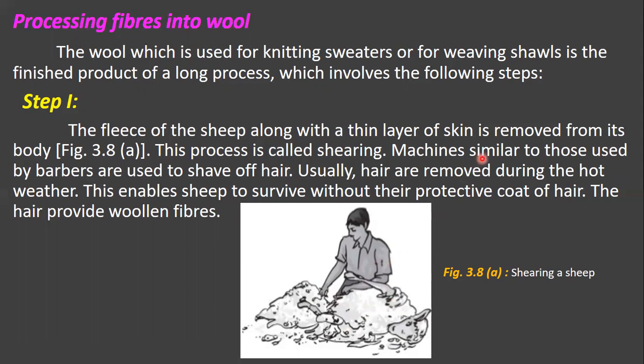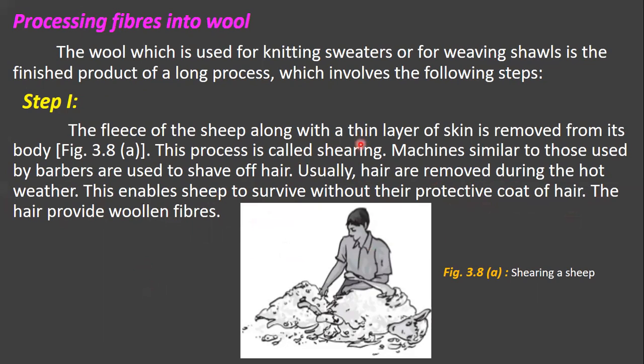The machines similar to those used by the barbers are used to shave off hair. Barbers means those who cut the hair. Usually hairs are removed during the hot weather, and this enables the sheep to survive without their protective coat of hair. The hair provides the woolen fiber. See children, from the hair of the sheep we will get the woolen fibers.